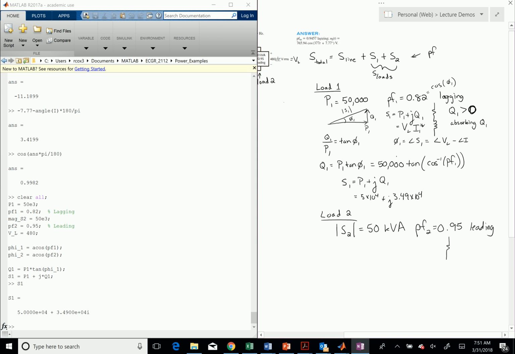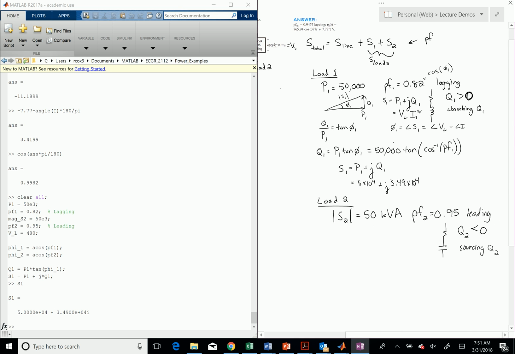Now, when I have a leading power factor, what do I know? Well, I know my load is capacitive. So I know that my Q2 is a source of power. He's sourcing Q2. That means my Q is negative. So when I draw my vector relationship, here's the magnitude of S2, here's Q2, here's P2, here's phi 2. Q2 is negative like that. I've got to remember that it's negative.